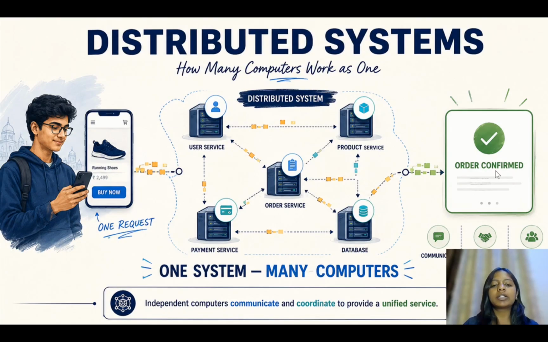For example, there can be user services, product services, order services, and payment services, and databases also. These different components communicate with each other and coordinate their work. So even though many independent computers are working in the background, as a user, I experience it as a single service. That is the basic idea of a distributed system. In simple words, one system can consist of many computers that communicate and coordinate to provide one united service.